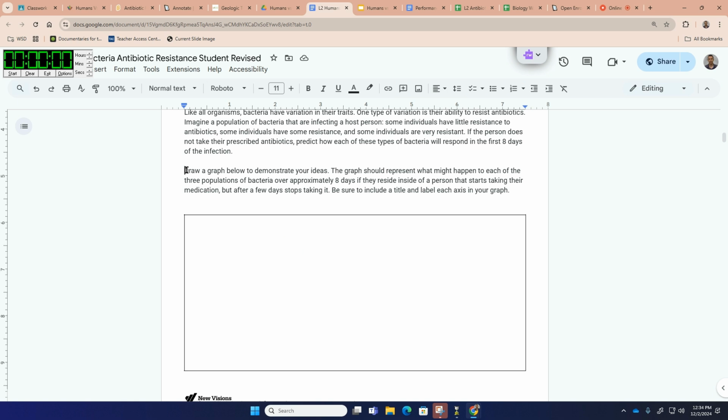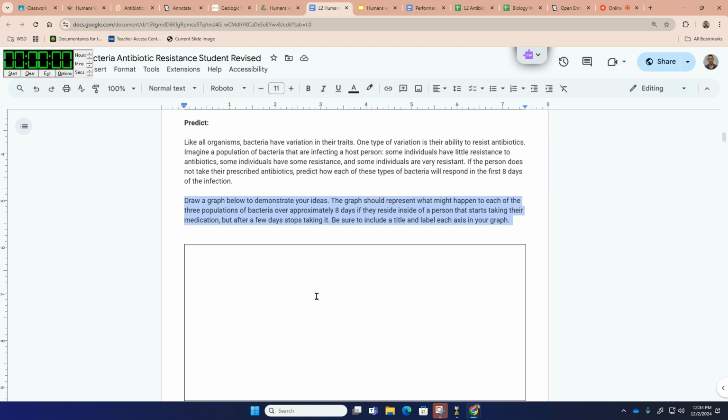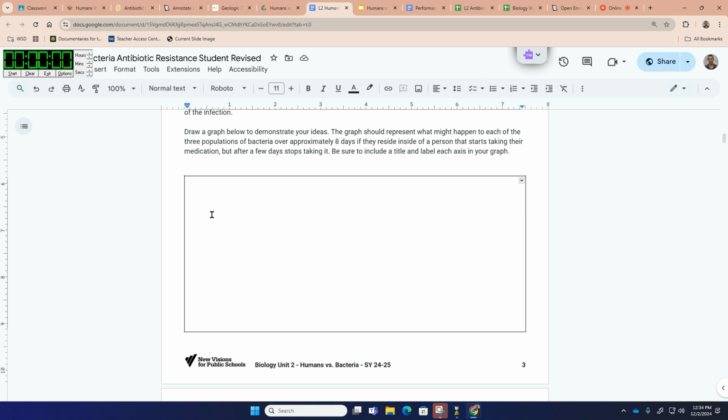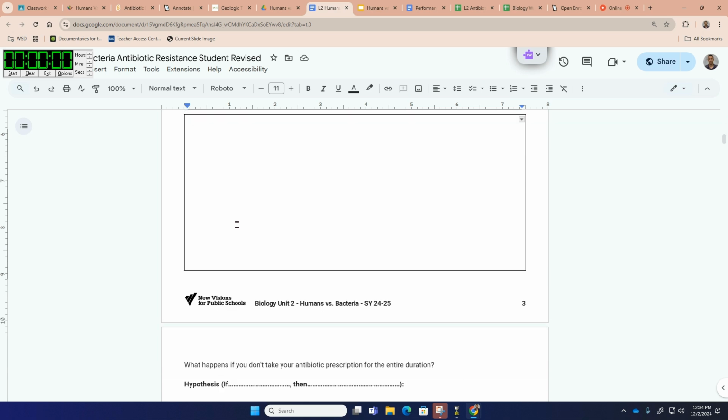of bacteria. And if you need to reread, this is a slightly different scenario up here, but you can also do this one as well. But ultimately, you want to make a prediction about the interaction between antibiotics and bacteria and represent that with a line graph in some way.